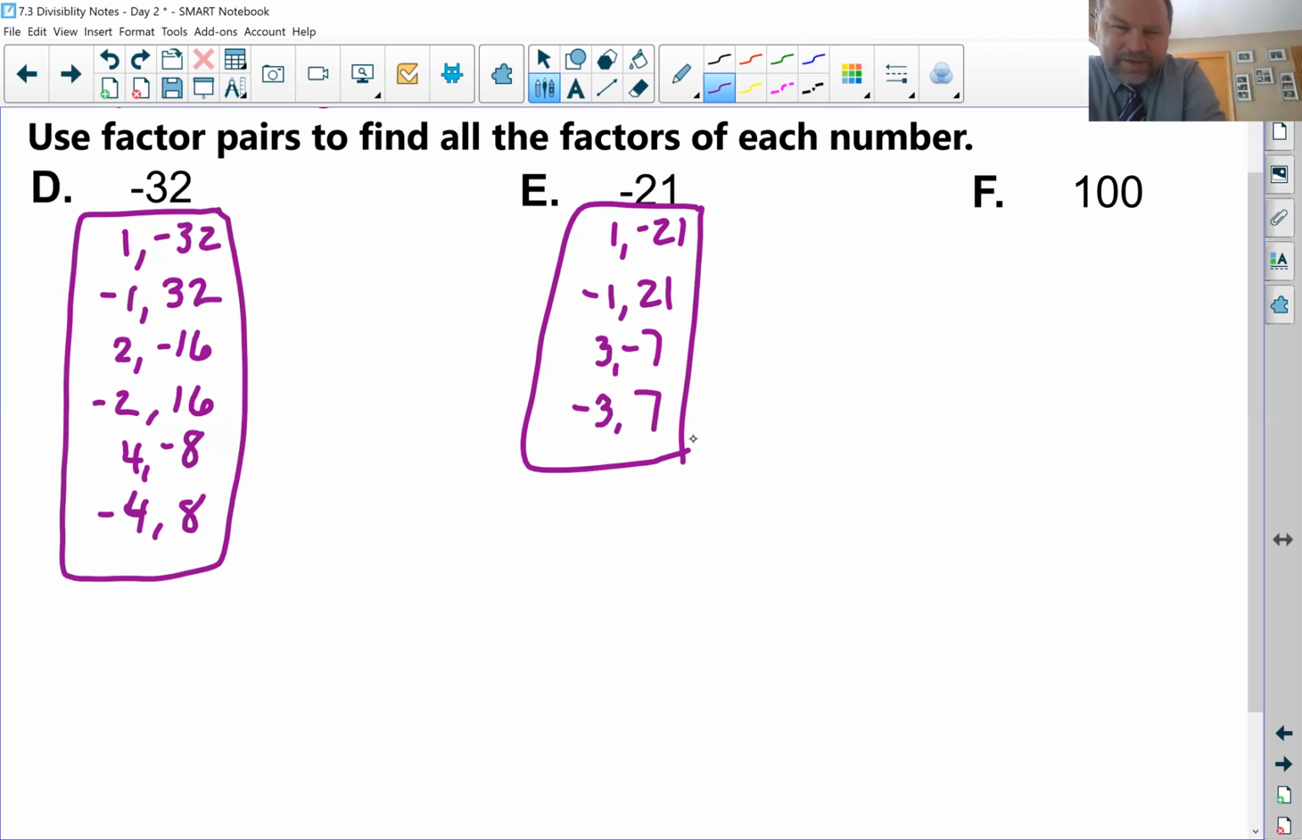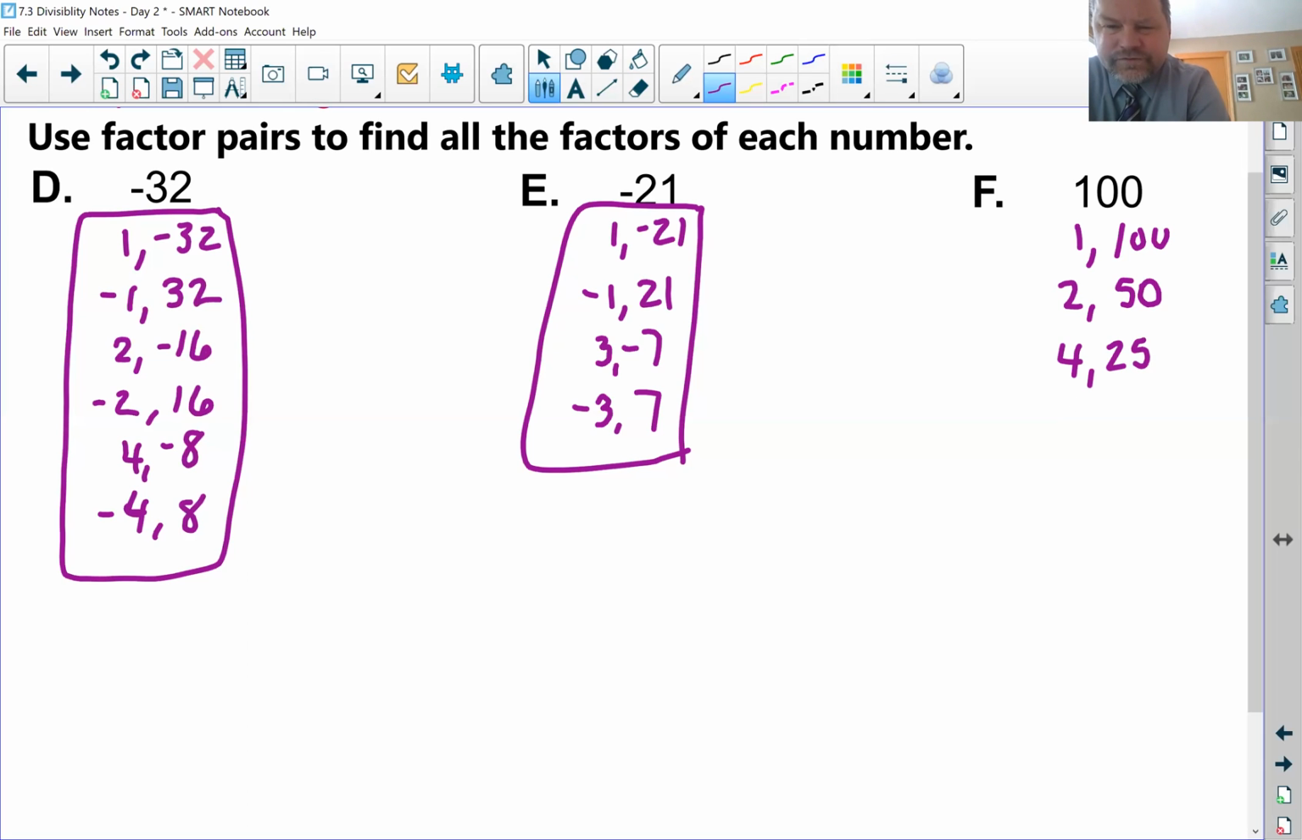So if we have a positive number, we could, again, start with both values being positive. 100 is even, so 2 is going to work. If I add my digits, 1 plus 0 is 1. 1 is not evenly divisible by 3, so 3 won't work. 4 will work. The double zeros at the end are divisible by 4.